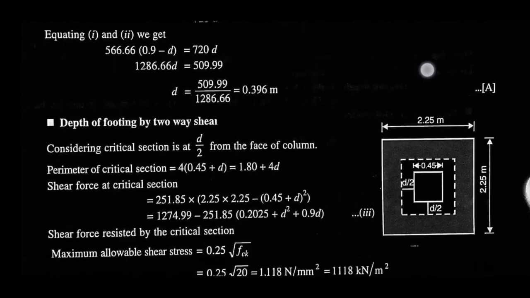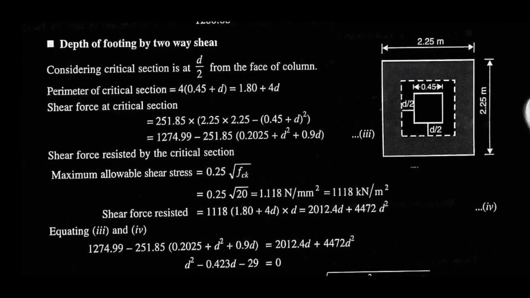Now next step, depth of footing by two-way shear criterion. This is also called punching shear. Now considering critical section is at distance d by 2 from the face of column. In the previous video I have already discussed how we can use this and the design steps and aspects. So the critical section is at d by 2 distance from each face.